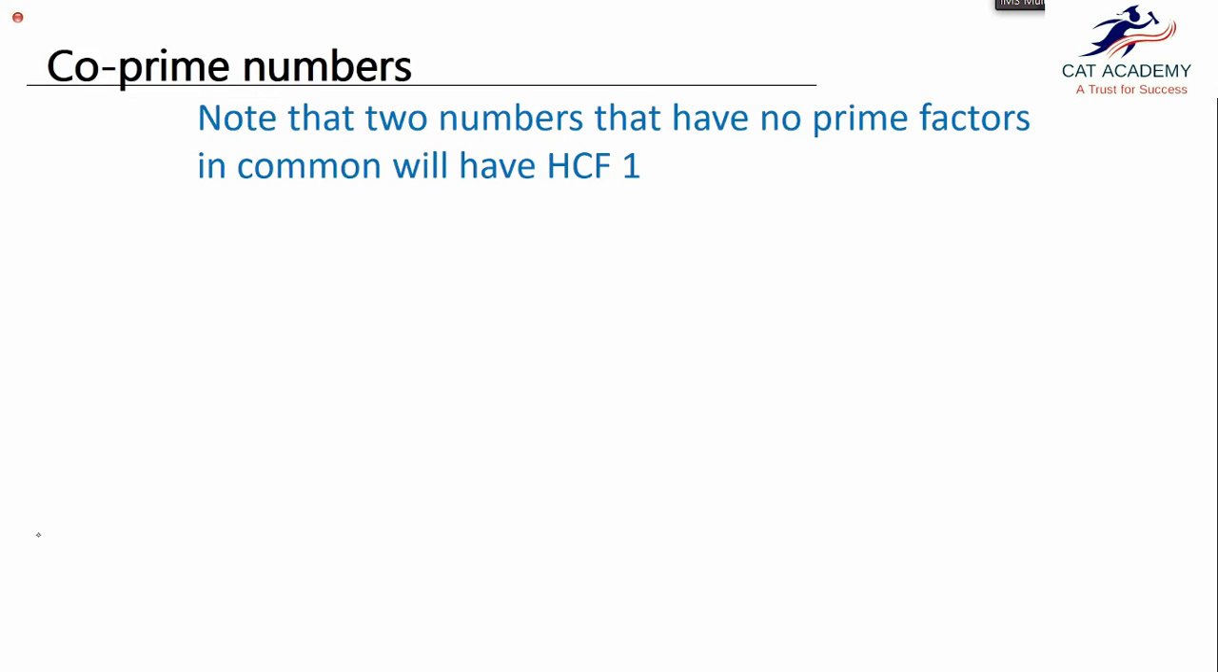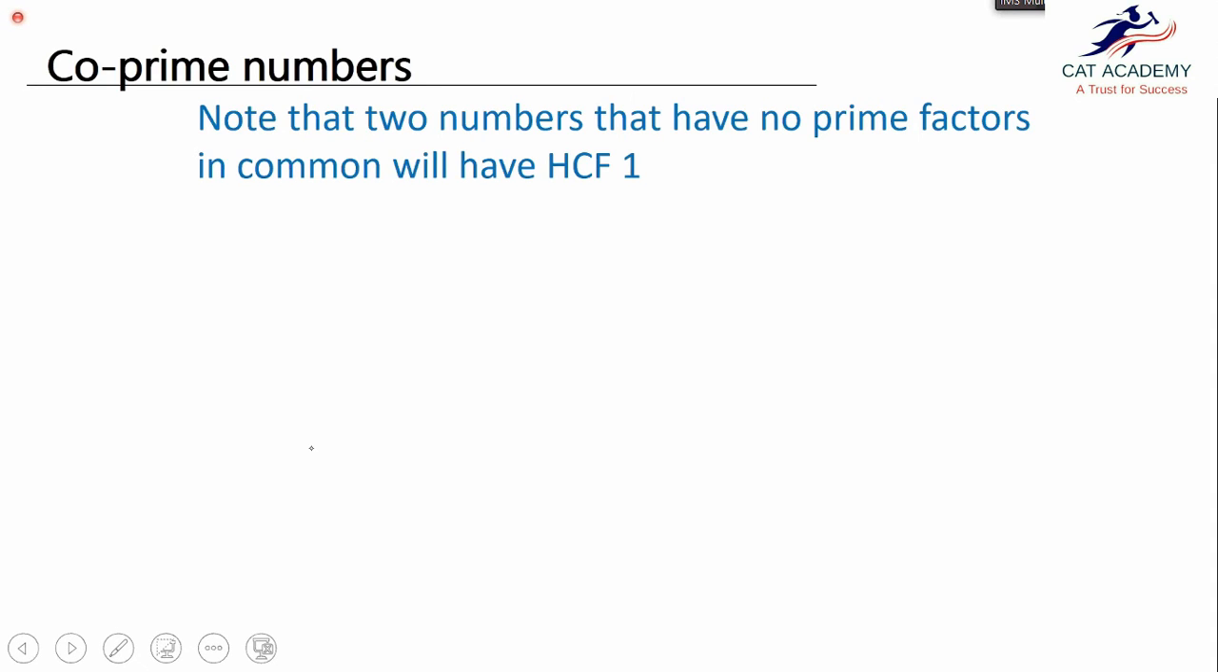Now let's look at co-prime numbers. What are co-prime numbers? Co-prime numbers are those which do not have a common factor. As in, for example, 9 and 10, 10 and 11, 15 and 16, or maybe say 15 and 32. The numbers which do not have a common factor are called co-prime numbers.